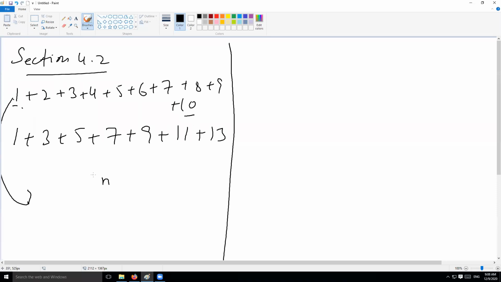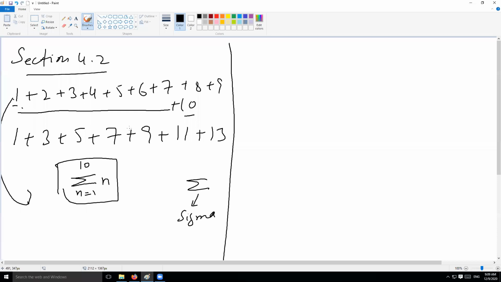So I'm going to write a notation. I'm going to say that I'm summing. This symbol is basically the symbol sigma. How to read this: that I am summing what, N, okay? From where to where? Then you have to tell that. So I'm summing it from 1 to 10 actually, okay? So now this is the same as this entire expression actually.